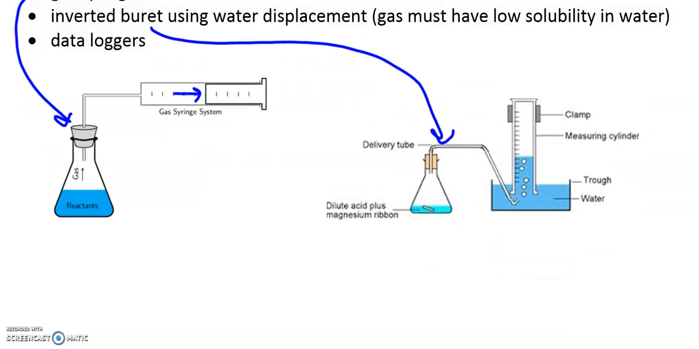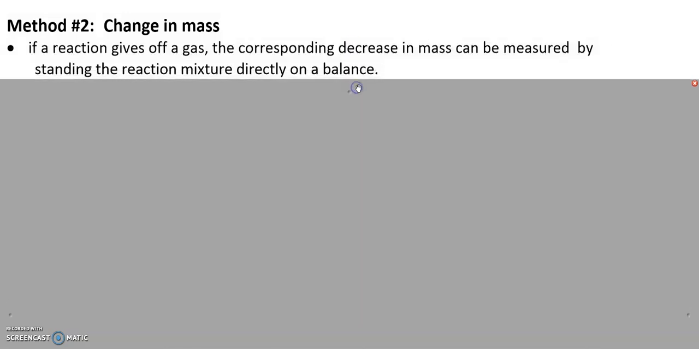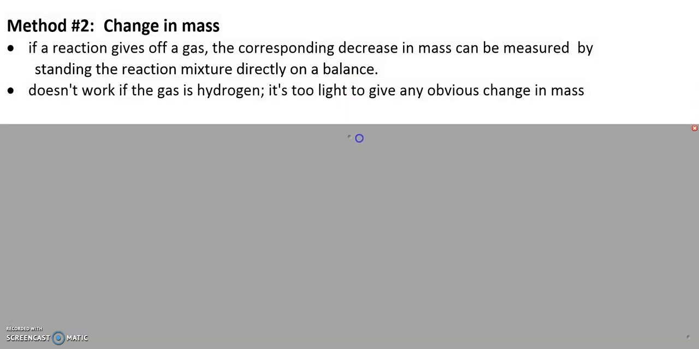So a second way to do this would be to look at the change in mass of a gas. So also, if it produces a gas, you can measure it on a balance and see how much the mass changes. So let's say you had a reaction happening in a flask or a beaker, and you set it on the balance, so you have an initial mass of everything, and then as it reacts, the gas leaves and the mass should decrease. One thing this wouldn't work for, though, is if you had hydrogen gas, because hydrogen is too light to notice any obvious change in mass, especially with any of the balances we have.